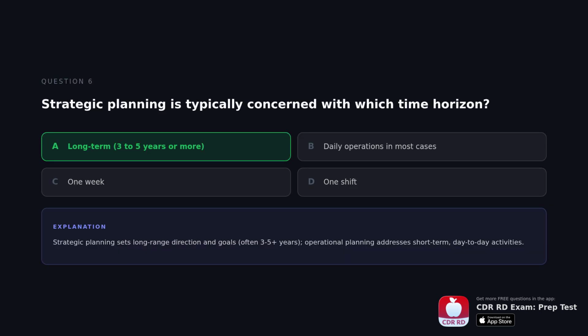The correct answer is, long-term, 3 to 5 years or more. Strategic planning sets long-range direction and goals, often 3-5 years. Operational planning addresses short-term, day-to-day activities.